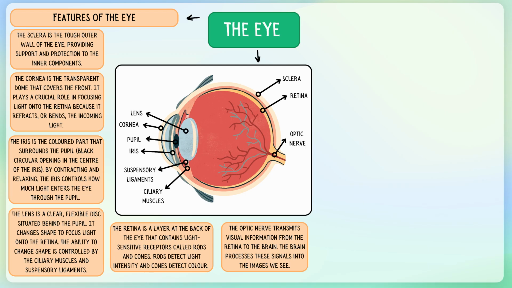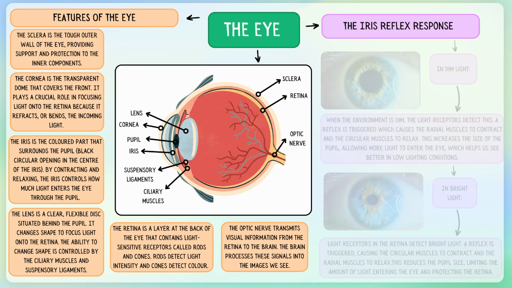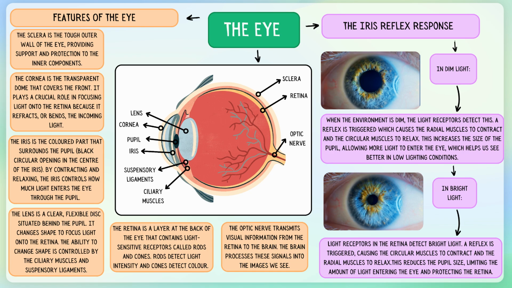We also discussed the pupillary reflex, where the iris contracts or relaxes in response to light intensity to protect the retina and maintain optimal vision. Understanding these concepts highlights the eye's complexity and its ability to adapt to changing light conditions, ensuring clear and protected vision.